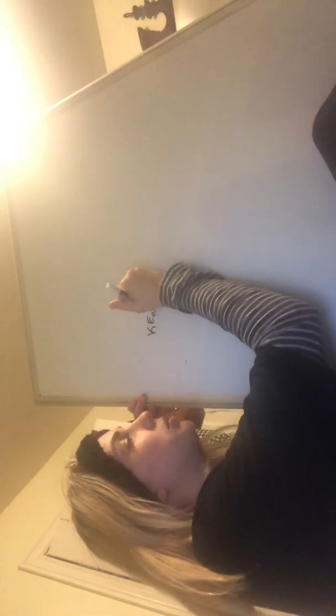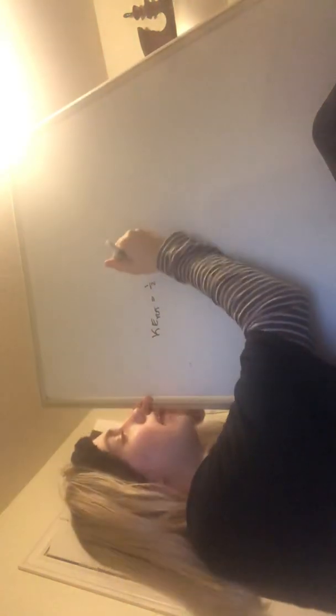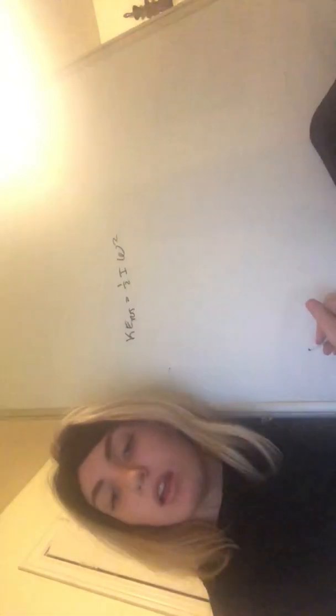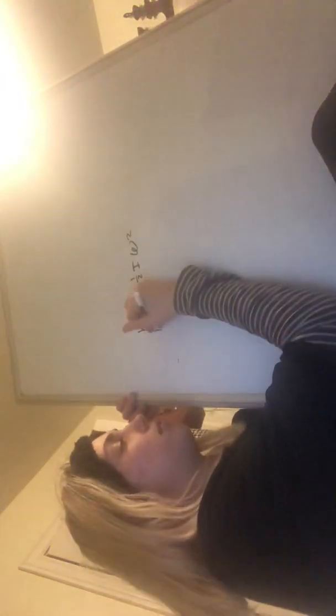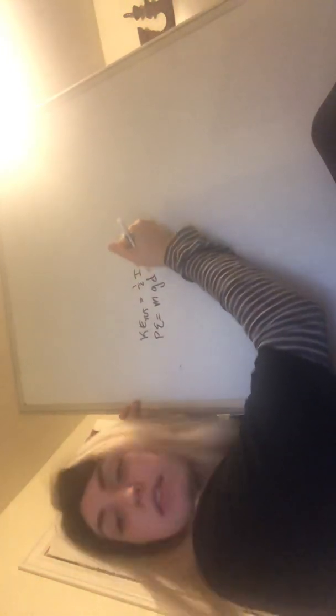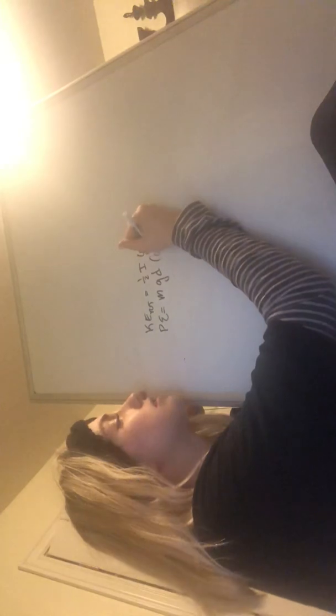And for part B, hang on, let me erase all this. For part B, so now we know that the rotational kinetic energy is given by, let's see, KE rotational equals 1/2 moment of inertia, angular velocity, squared. And then potential energy is given by mass, gravity, distance, 1 minus cosine theta.